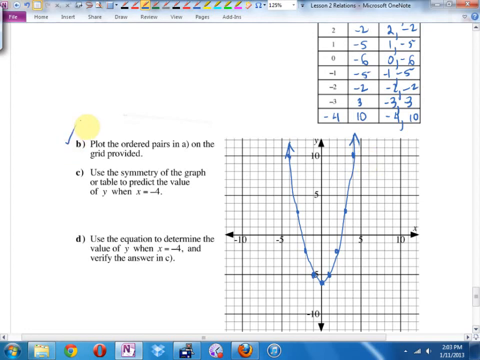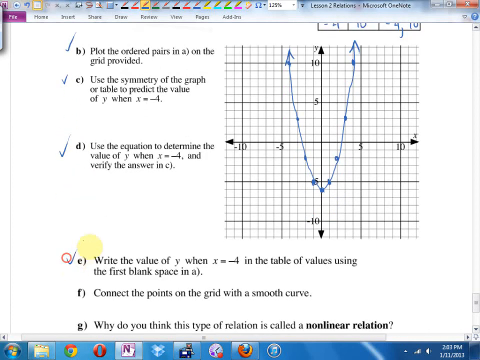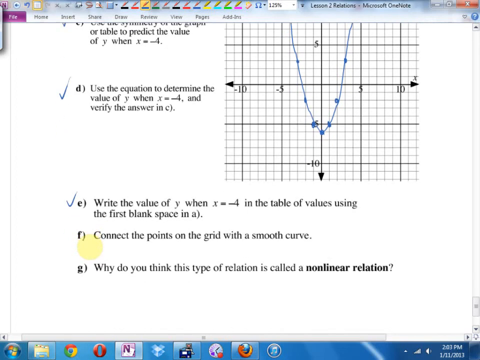C says use the symmetry of the graph or the table to predict the value of y when x equals negative 4. Now, we actually calculated it, but that was kind of a waste of time. I might have noticed from the graph it's symmetrical. If positive 4 gives me a 10, negative 4 is also going to give me a 10. So we noticed that. We could use the equation. We already wrote the values of y when x equals 4 in the table of values. We already connected the points in a smooth curve.